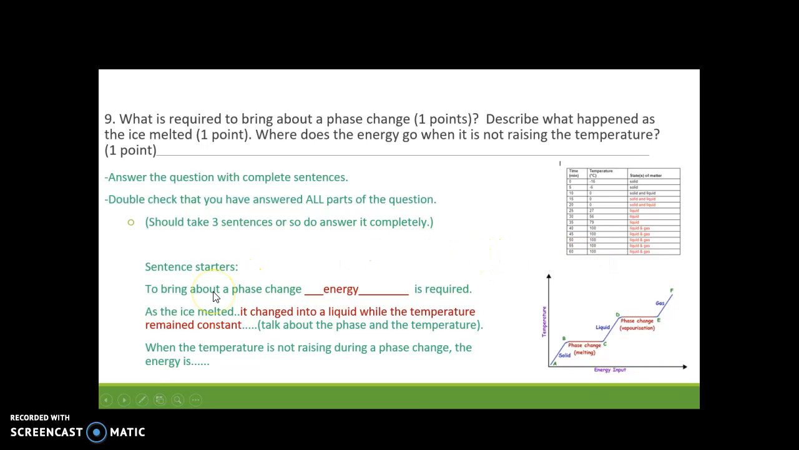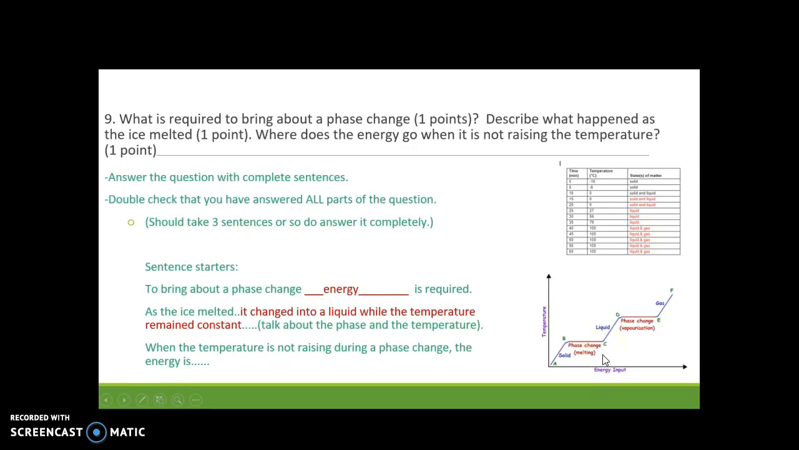Most of you got the idea that it takes energy to bring about a phase change. Many of you got the idea that as the ice melted, so it's changing into a liquid, it's in the process of being solid, so some of it's solid and some of it's liquid, then the temperature remained constant. So in this spot right here, where we call it melting, where it has solid and liquid, the temperature is constant. But when it's all liquid, the temperature is raising. Or if it's all solid, the temperature is raising.